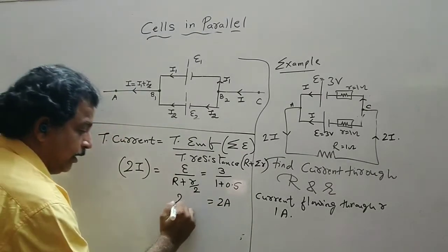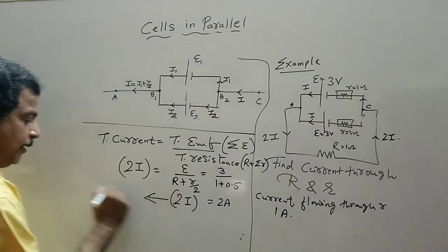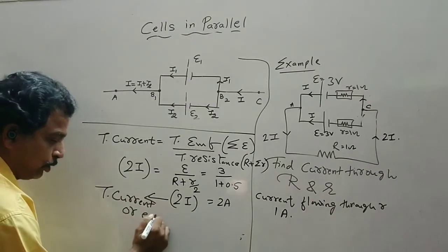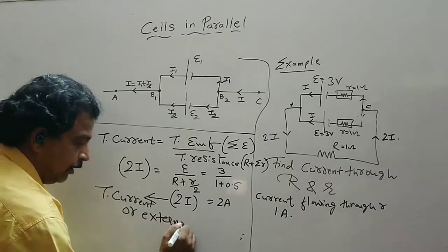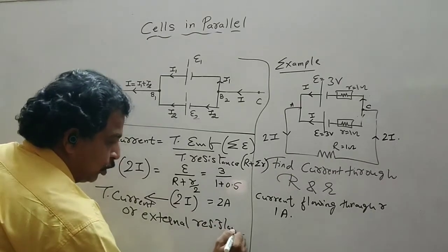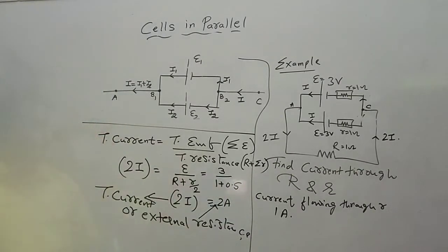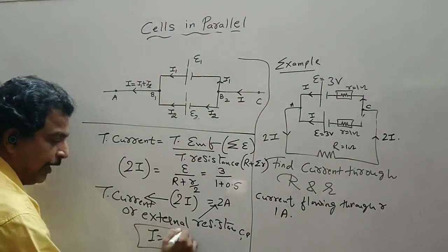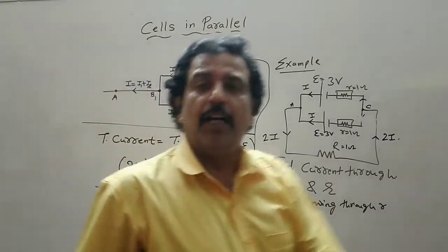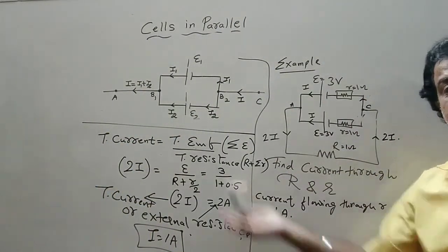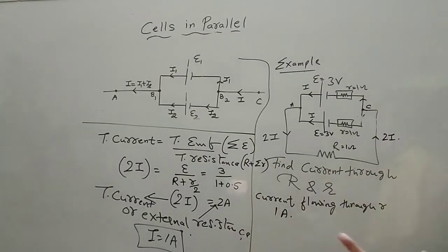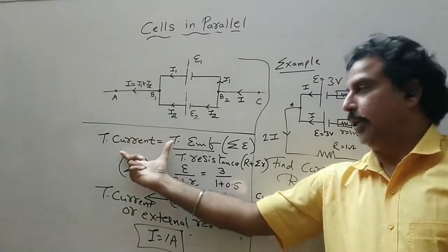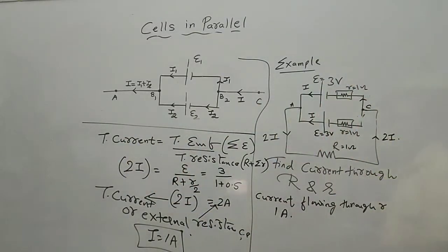Now this is your 2I, or you say it is the total current flowing through the circuit, or the current through the external resistance. Now what is the current flowing through each cell? That is I. So I comes out to be 1 ampere. So this is another way. Both have the same concept. It is Ohm's law only, but sometimes you can directly do it orally by using this equation, that total current in the circuit should be equal to total EMF divided by total resistance.